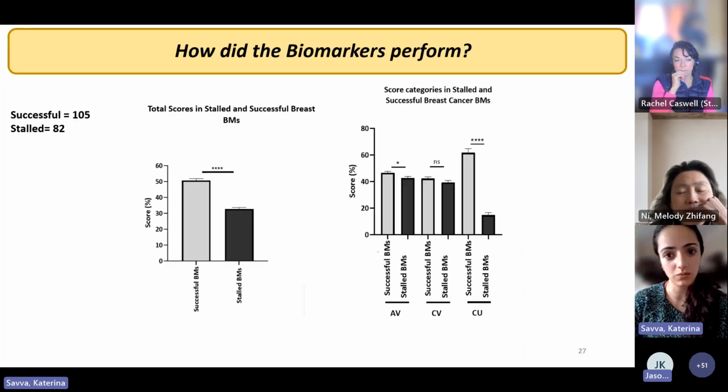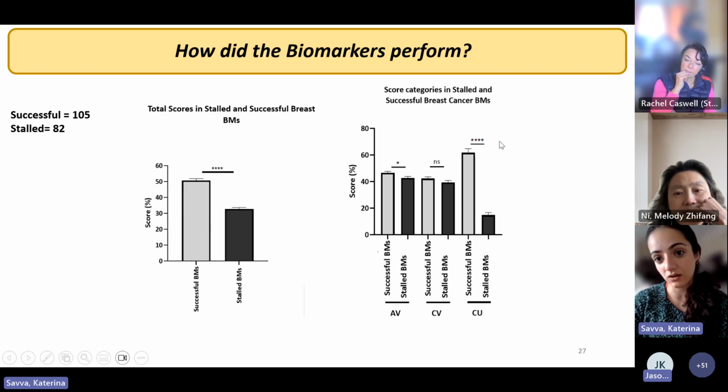and the successful group. So these are the results that we got from the successful biomarkers and stalled biomarkers in breast cancer. And as you can see, there is a significant difference between the two groups. A difference is also seen in individual categories, with the biggest difference seen under clinical utility, which covers aspects of cost effectiveness and human factors, as well as feasibility.